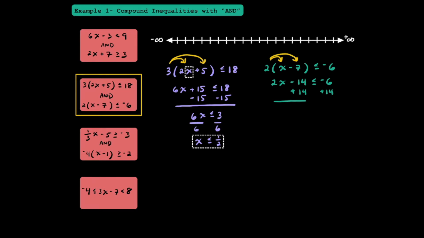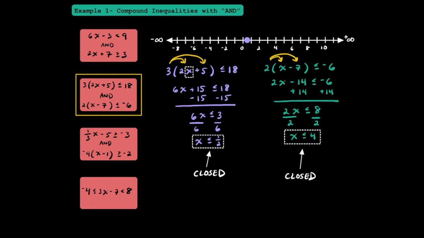In doing so, the negative 14 and 14 cancel out to make 0, and we're left with 2x is less than or equal to 8. We're then going to divide the left side and the right side both by 2. 2 divided by 2 is 1, so we're just left with x is less than or equal to 4. Any value that is 4 or smaller will make this inequality true. This one will have a closed circle, as well as this one.